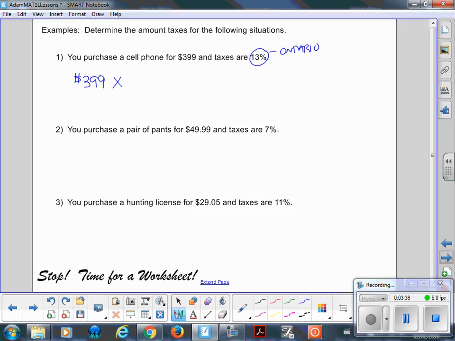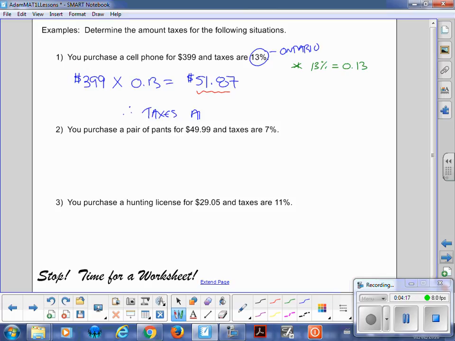So 13% we need to write as, I'll just put this up here as a reminder, 0.13. So a $399 purchase times 0.13 is $51.87. Isn't that crazy? So you spend $400, you're going to have to spend an additional $51.87 just to pay for taxes. So therefore, taxes are $51.87. So just be careful. Let's say you're saving up for a new PlayStation or Xbox or whatever, and it's $400 or $399. Don't go into the store with $399 because it's not going to be enough. You have to pay that taxes, and that's how you figure it out.